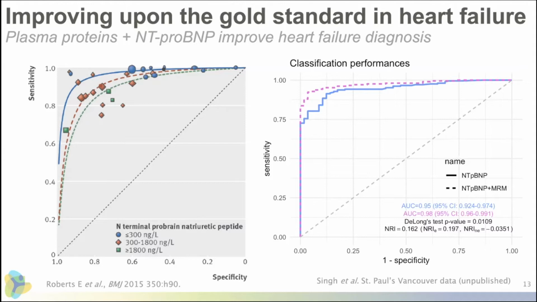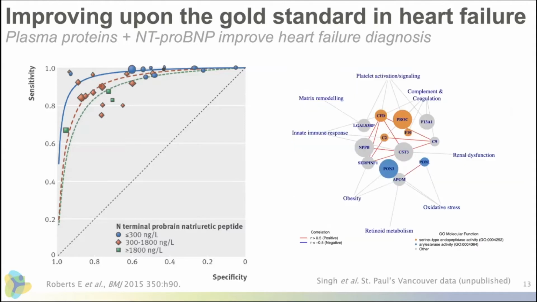And one of the reasons why this may be occurring is because we're capturing a lot of these different mechanisms that may be at play in heart failure. And you can see here NT-proBNP, which is depicted by its gene symbol, NPPB, is also positively correlated with these other plasma proteins that are indicative of these other biological dysfunctions.